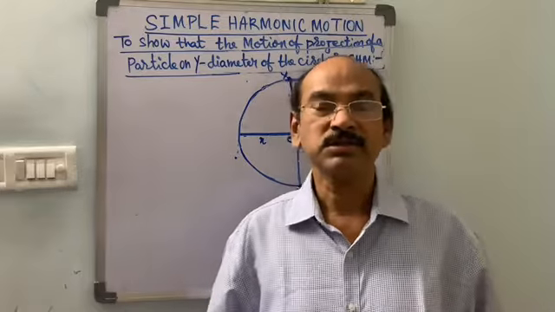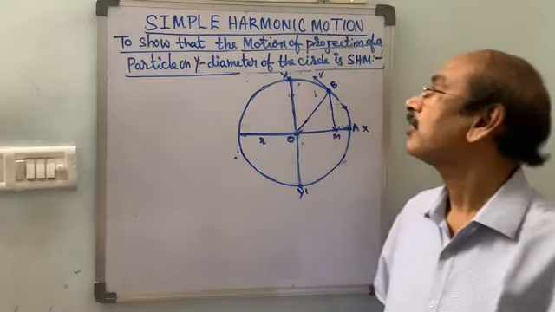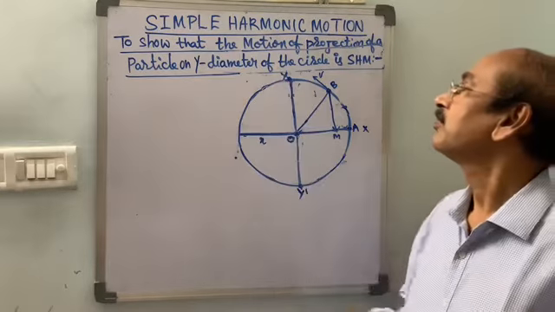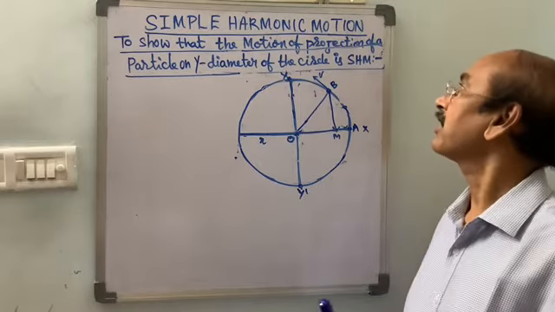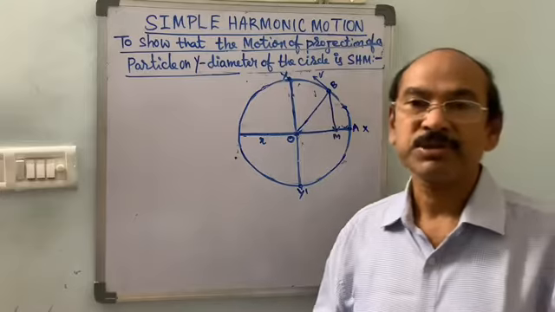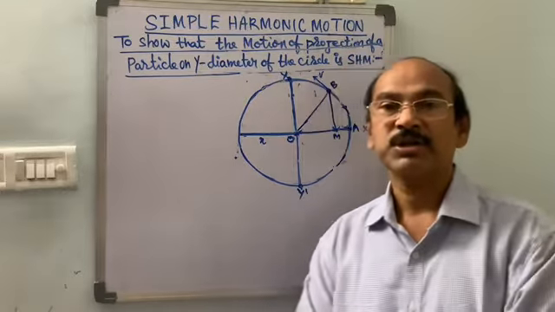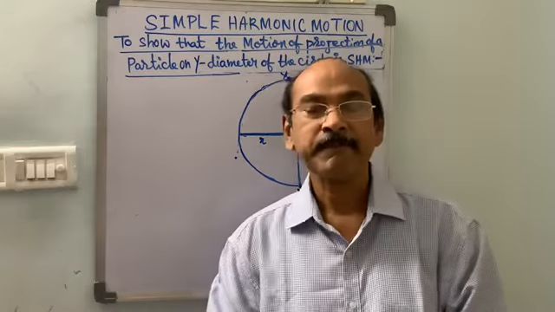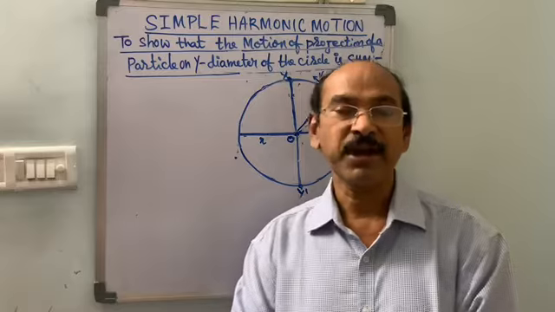In this class, before showing the motion of the projection of the particle on the y diameter of the circular SHM, let us recapitulate the previous class topic, that is the definition of simple harmonic motion and examples for SHM. So simple harmonic motion is a special case of periodic motion.